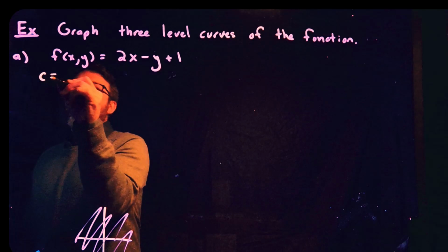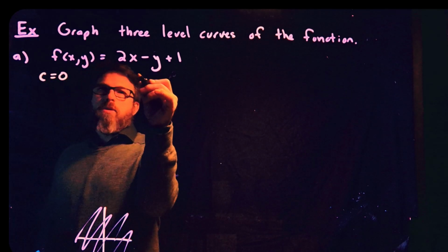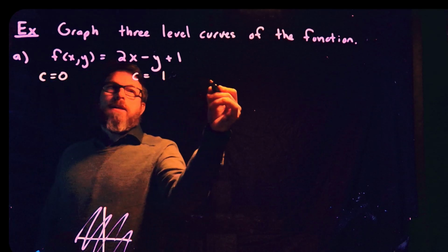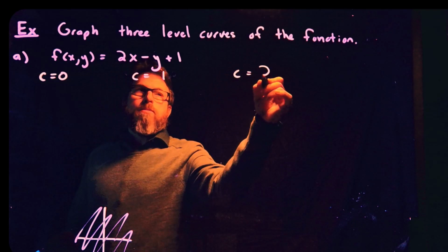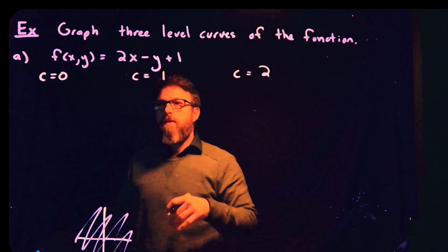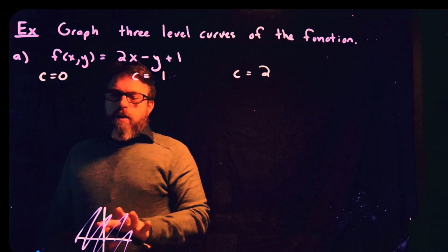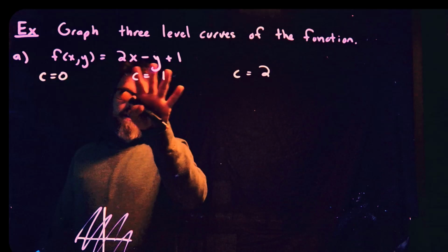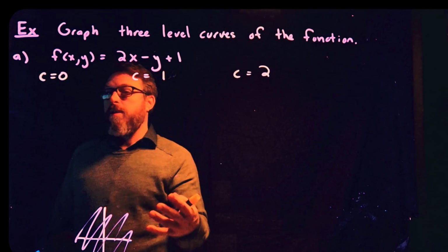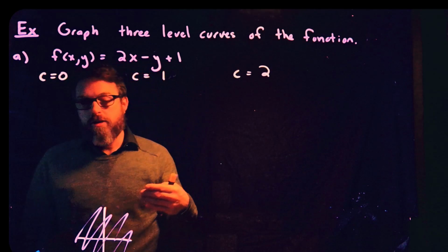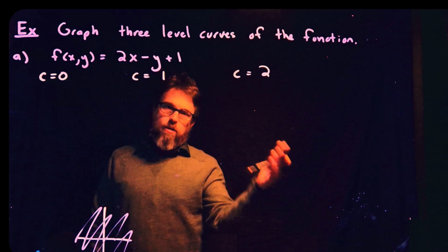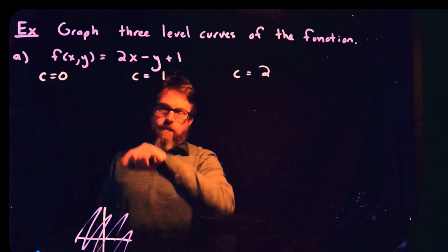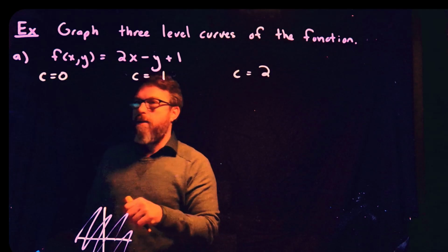How about c equals 0? And let's go with c equals 1, and then also c equals 2. It doesn't really matter, we're just picking some c values. Since the domain is everything, when I plug anything in here, the range will also be everything. Your z value is going to go from negative infinity to positive infinity. We'll explain why this is the case when I look at its graph.